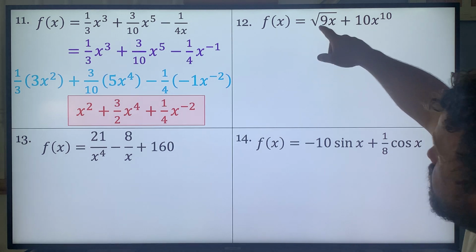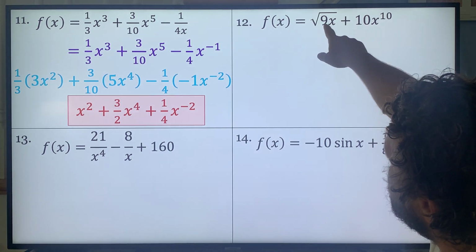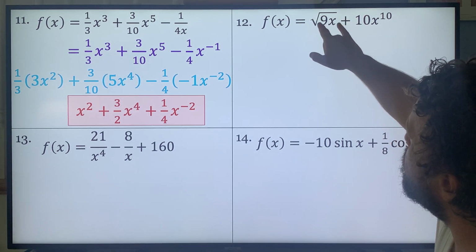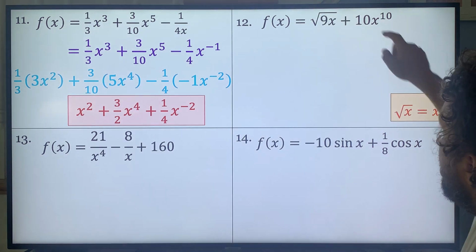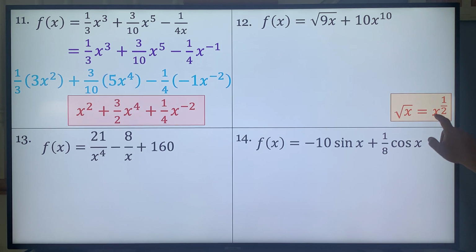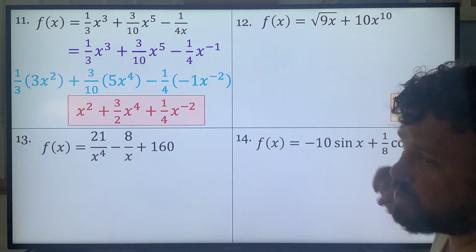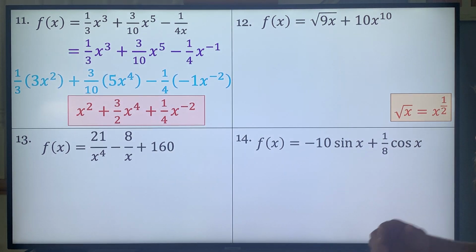Number 12. We have to rewrite this. Now the square root of 9, square root of x. You have to square root each one of these. What's the square root of 9? 3. And then the square root of x equals x to the 1 over 2, because technically this is a 2 there. If there's nothing there, you just assume it's a 2.